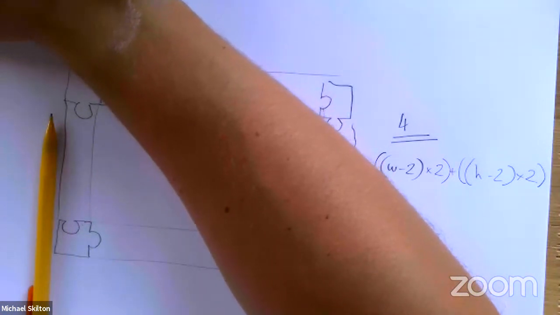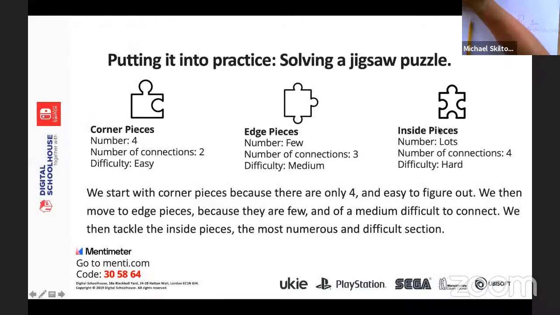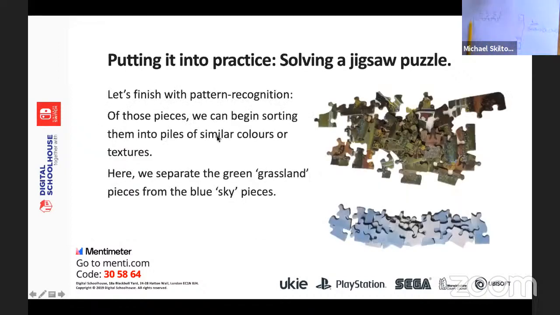Now, just coming back and briefly looking at these inside pieces, we have lots of them. Okay, the number is vast. The number of connections for each of those pieces is 4. That is difficult. We've got to find, after connecting 1, we have to find another 3 to connect it to. So the difficulty is hard, guys, okay? And this is where we're going to move away from decomposition. We're going to move away from abstraction, and we're actually going to start looking at the detail on these jigsaw puzzle pieces. We can use pattern recognition, guys, to start putting them into piles.